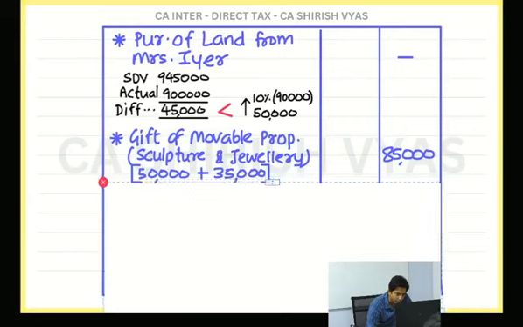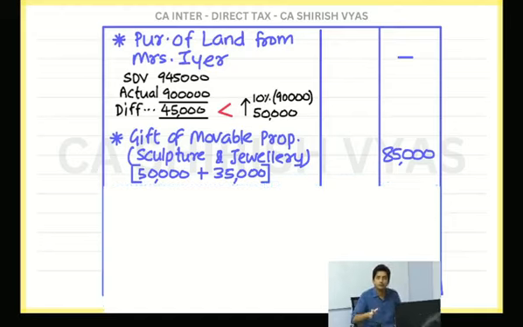See, since you are aggregating, the entry will be separate or single entry? Single entry. See, in immovable property we go property wise. So for each property pass different entry. But since here you are aggregating, keep it together. 50,000, 35,000.